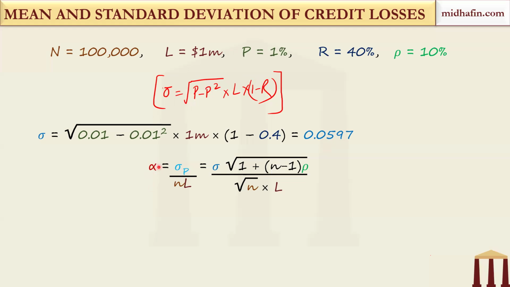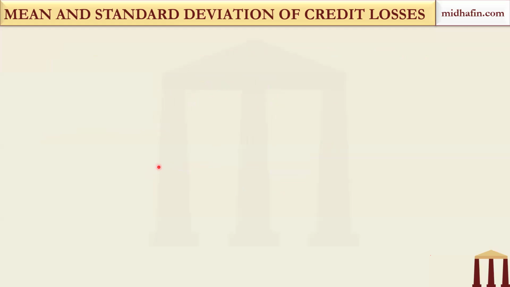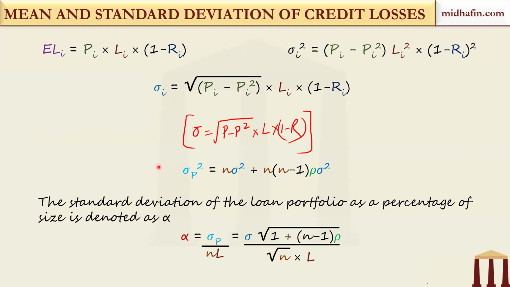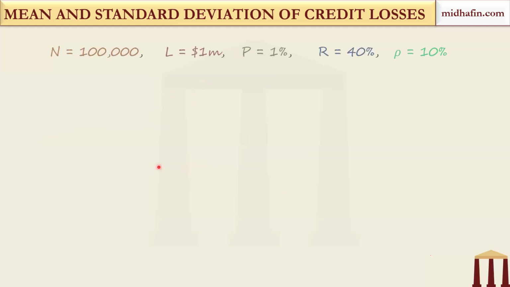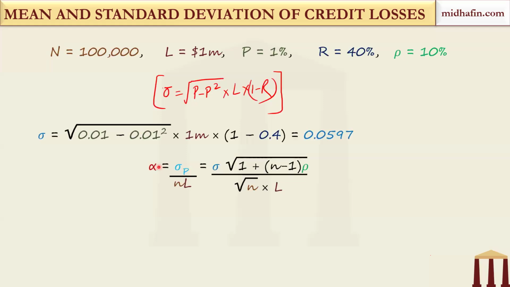For alpha also, whichever version you are comfortable with, you can just start with sigma p from here. Sigma p square you can calculate. You can take a square root of that and then divide by NL, or else you can directly use this version. Tell me what is the value of alpha quickly. Just the calculation part, you just send the correct answer.